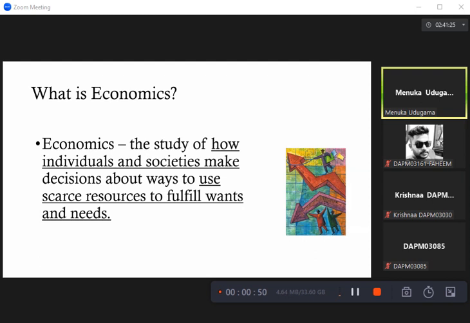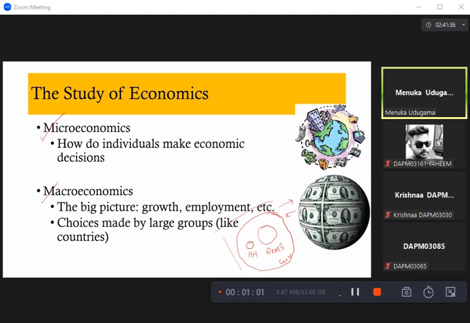By definition, it's how individuals and societies make decisions about ways to use scarce resources to fulfill wants and needs. Then we talked about the two broad disciplines of economics, micro and macro. Micro is the study of small entities in the economy, households and firms, and macroeconomics is the study of the bigger picture, right?